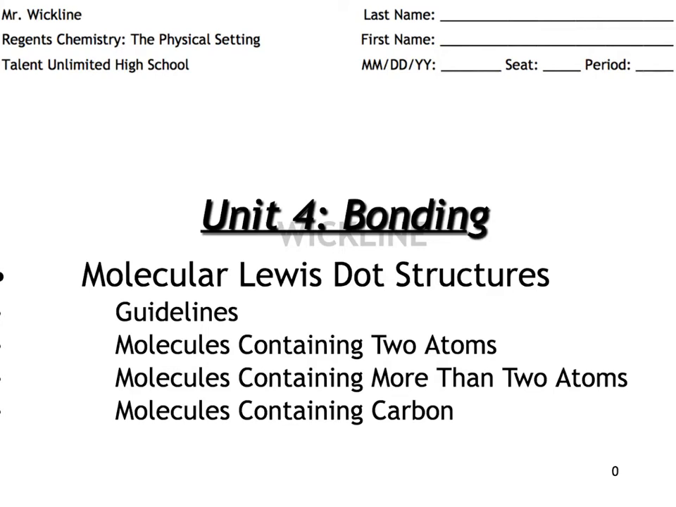Hey guys, we are going to study molecular Lewis dot structures today. I'll give you some guidelines, and I think of them as really being three different kinds of structures. That is, molecules that contain two atoms, molecules that contain more than two atoms, and molecules that contain carbon are even more special.